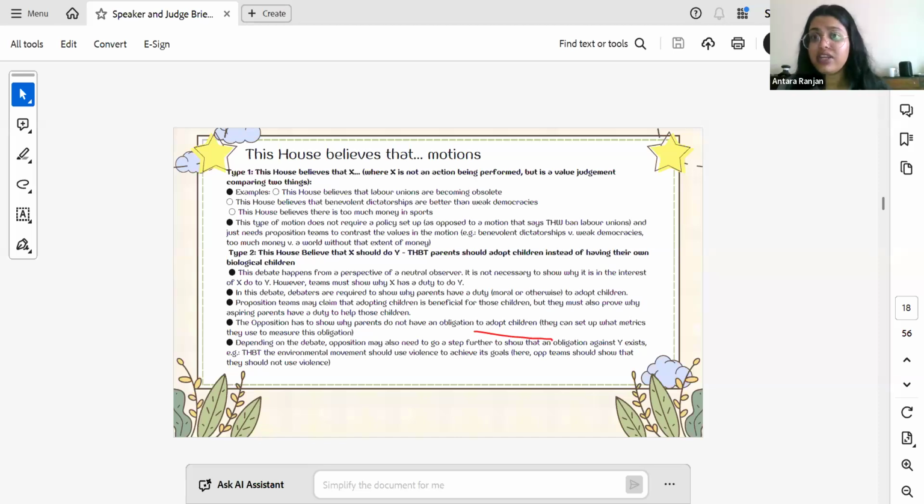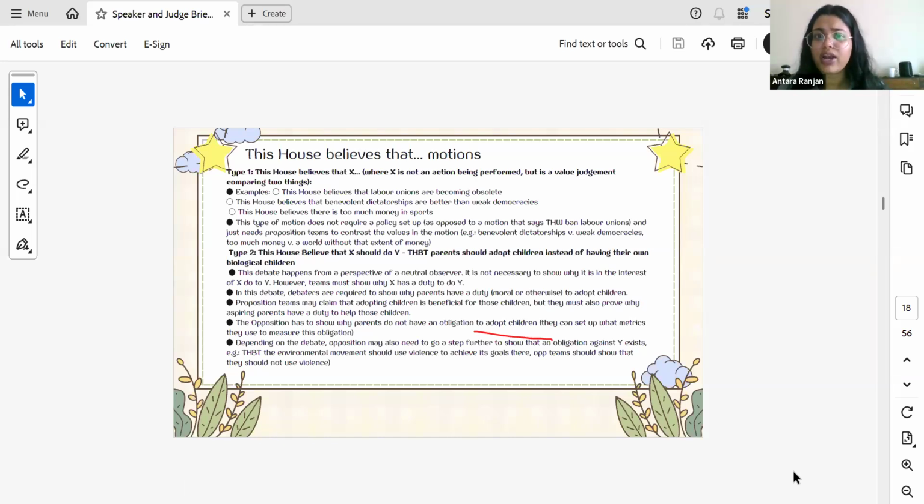So even if it's something that's beneficial to these parents, you still have to talk about why it is something they absolutely have to do. Side opposition obviously has to do the opposite, right? They have to talk about why it isn't your duty to do this thing, why it's not part of your responsibility, why it's not compulsory for these individuals to take this action, right?